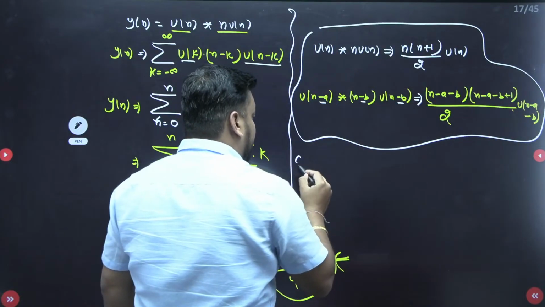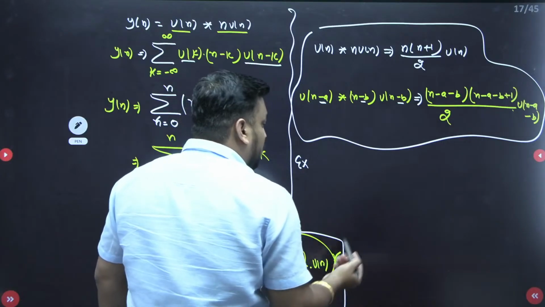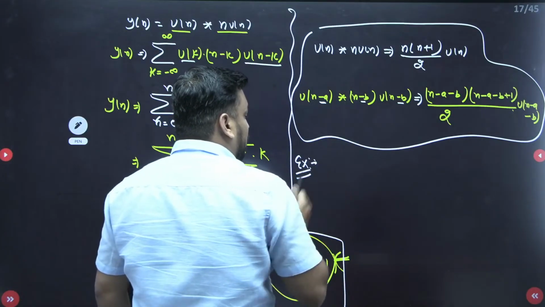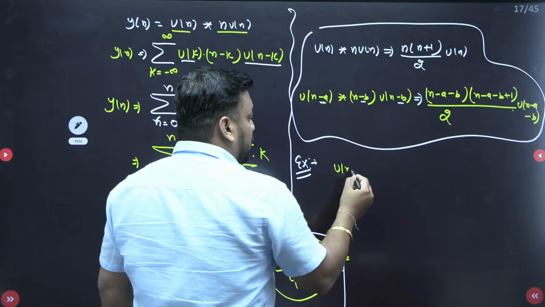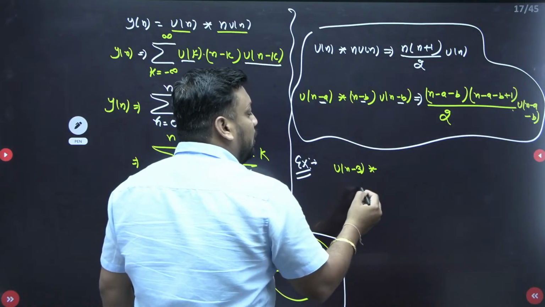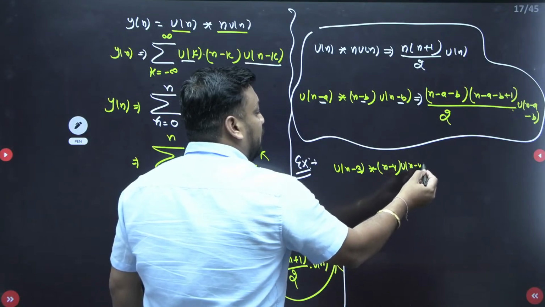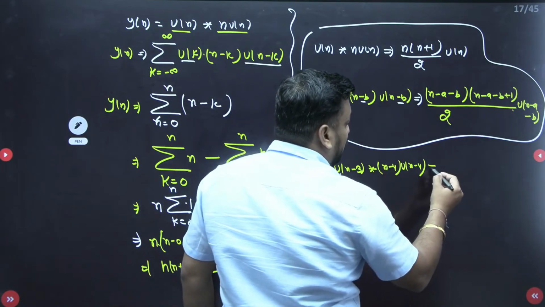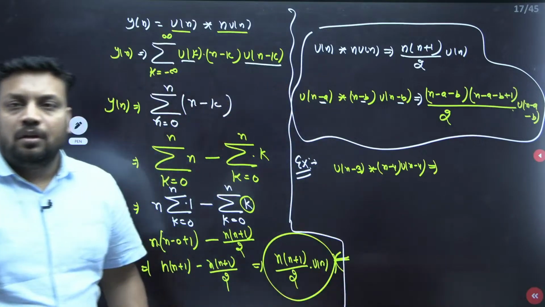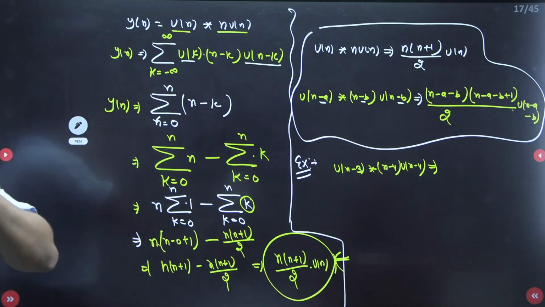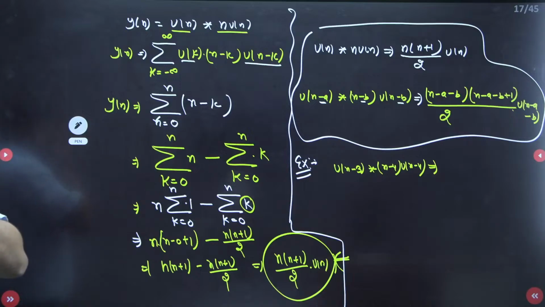If I take an example here only, then you can tell me what the answer is. u of n minus 3 convolution with u of n minus 4. Solve it. If you know the standard form, you just need to compare the a and b values and try to write the final expression fast. All of you guys will reply.